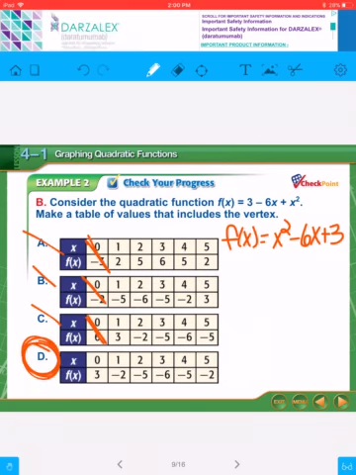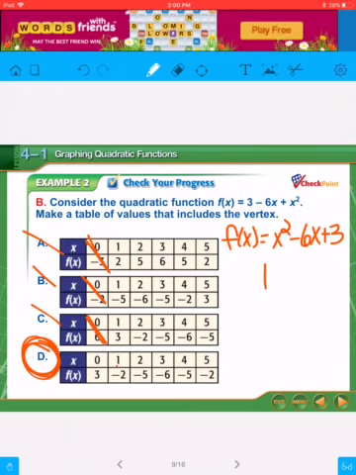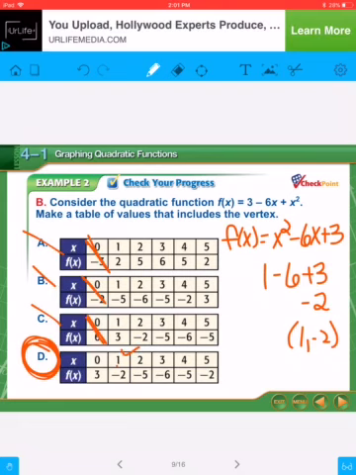But had we had more than one answer choice that had (0, 3) as a point, we can start by plugging in another x value. So I'm going to plug in 1 just to confirm. So 1 squared is 1, minus 6 times 1 is 6, plus 3. So 1 minus 6 is -5, plus 3 is -2. So I have a point at (1, -2). Okay, so D is in fact the answer, but had we had two of these charts that had another point at (1, -2), then we would just move on to positive 2 and see which one's correct.